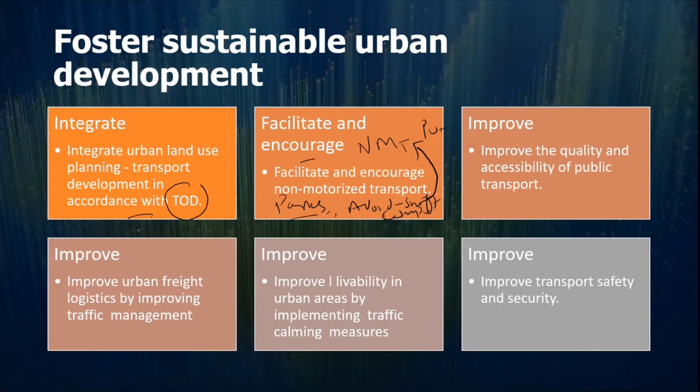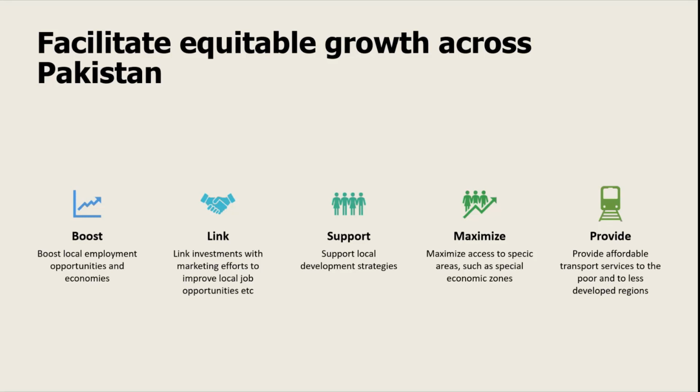We should also encourage our freight and logistics to move through the most environmentally friendly ways, and we should also be concerned about our inhabitants, with traffic calming measures, and sometimes also a no car day or no vehicle day. Okay, and we should increase our transport safety and security. Every day there is molestation and harassment within vehicles, and also traffic accidents on the networks as well. So how can we facilitate equitable growth across the country?